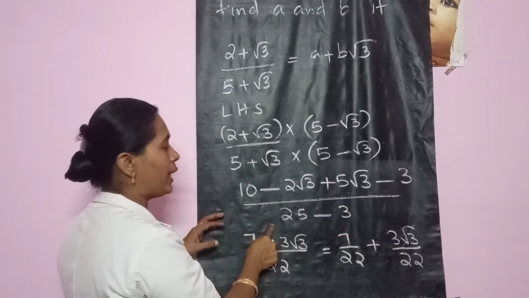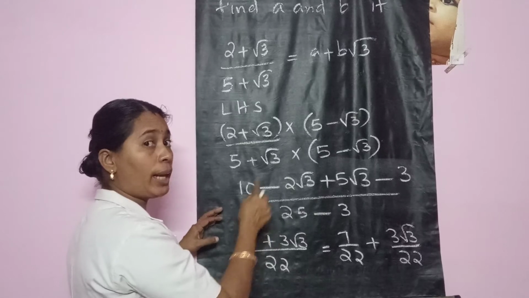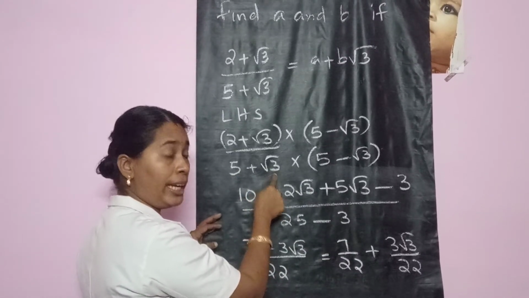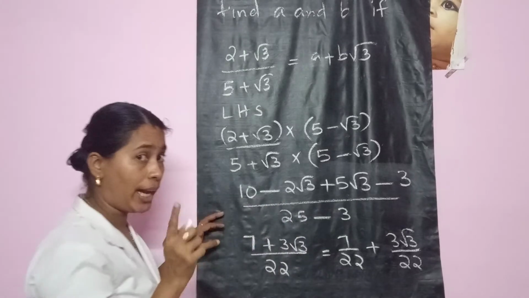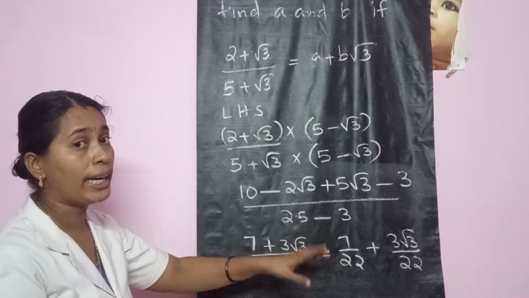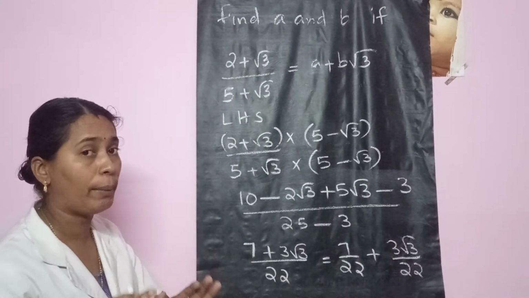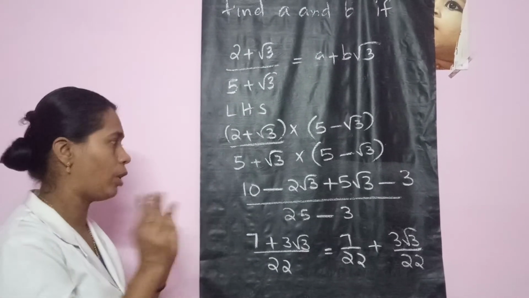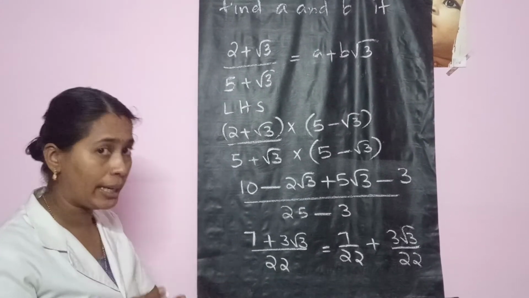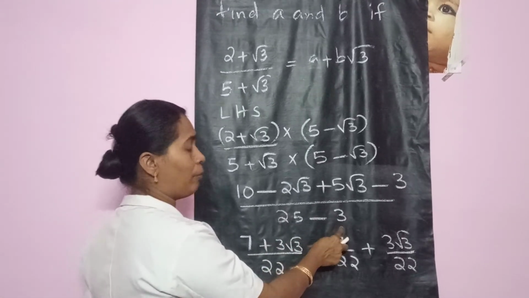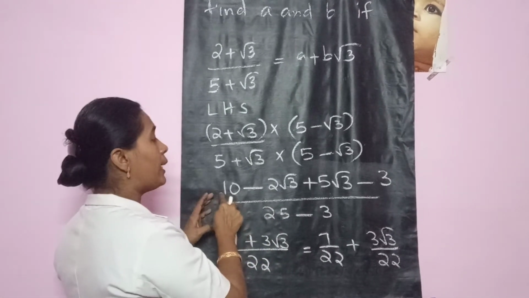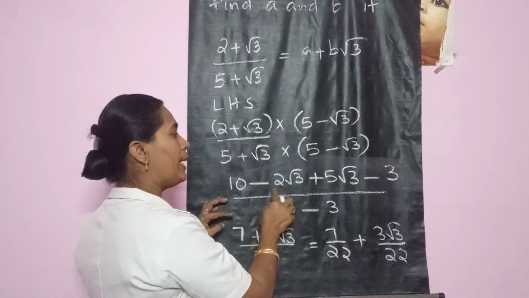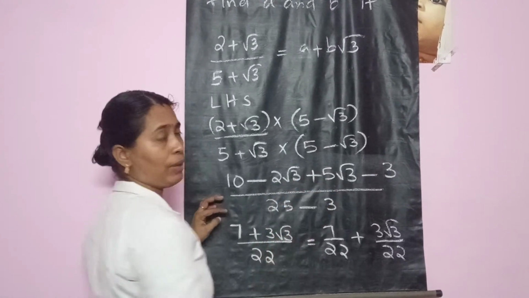Then denominator is always of the form a square minus b square. a square is 25, b square is 3, and we need their subtraction. Don't do plus sign, because the identity says that a plus b into a minus b is always a square minus b square. Whether it is plus or minus sign, you need to do minus. So this one becomes 22. And on the top, 10 minus 3, we know, how much? 7.